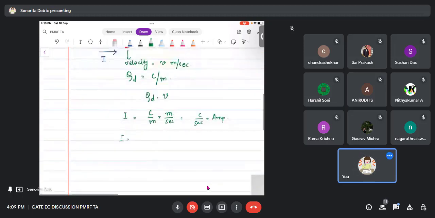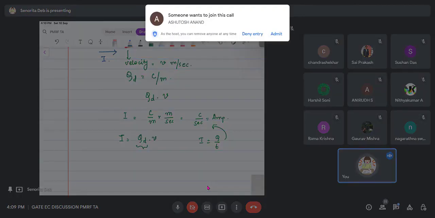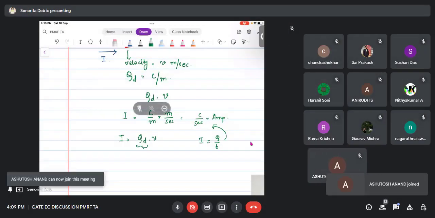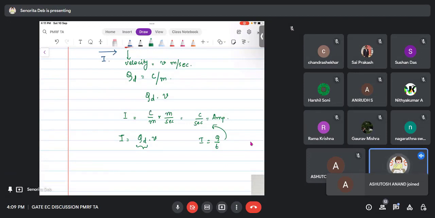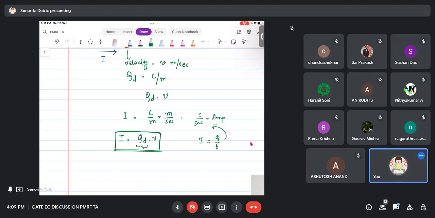Please note that you would have studied this: I equals q by t, which is charge per unit time. Here I am terming qd as a mobile charge density, and therefore the unit is different, it is coulomb per meter. So this is the throwback we had, because we will be using this equation. That's why I wanted to revise this once. Keep this equation in mind.